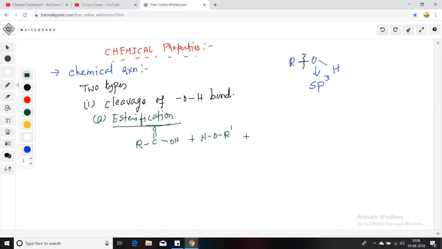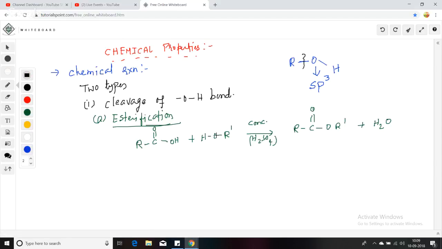So when this reacts in the presence of concentrated H2SO4, we are using concentrated H2SO4 here. What happens is that OH and H come out as H2O, and the bond forms. The product we get here is R C double bond O R dash. The important thing to remember is that here we are getting H2O, so this bond is getting broken over here. This is very important to keep in mind.